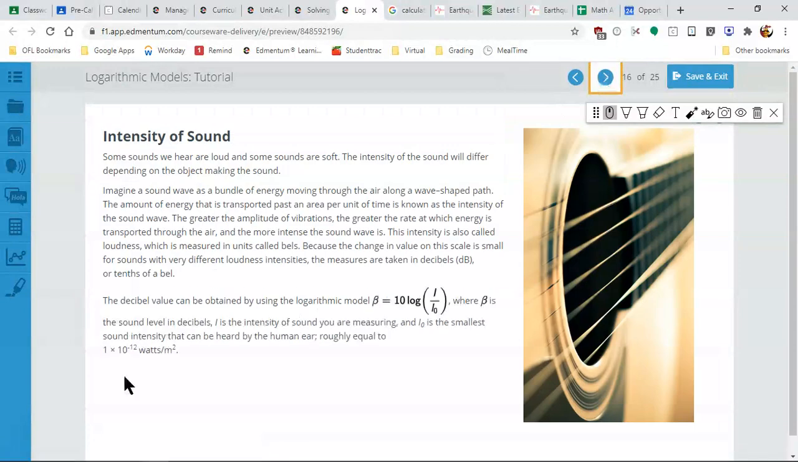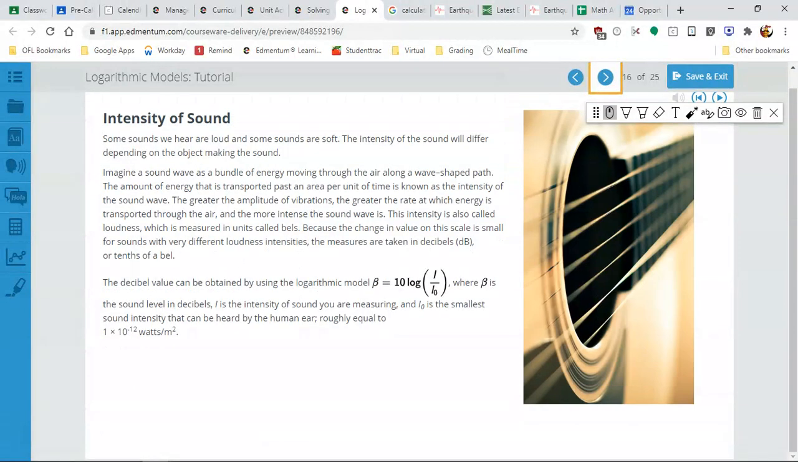And then we'll get into sound on Wednesday. All right, guys. Make sure you are caught up with logarithmic functions. If you need help, you can always make an appointment with me so we can go over it to help you understand the mastery test.